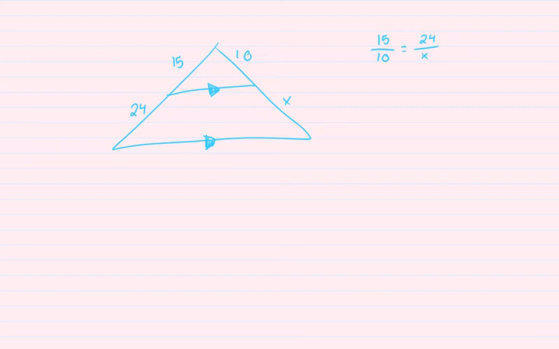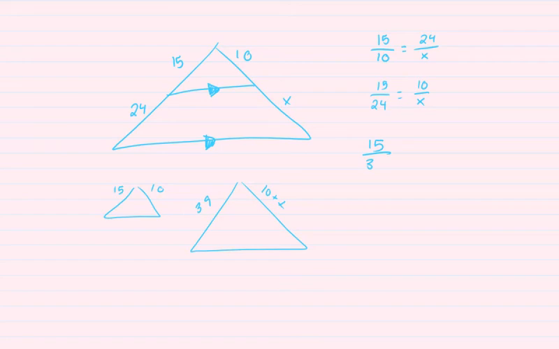Or I could set up 15 over 24 equals 10 over x. Or I could separate the two triangles out: 15, 10, and then I'd have to add up 15 and 24, which is 39, and this would be 10 plus x, and I could do 15 over 39 equals 10 over 10 plus x.